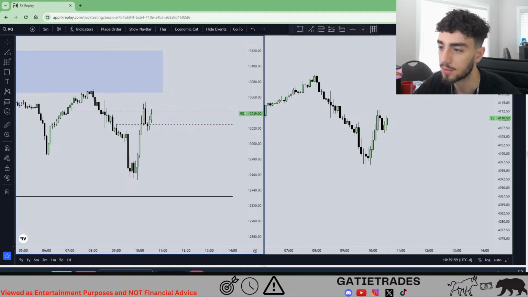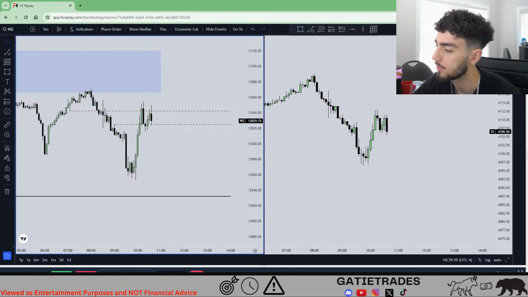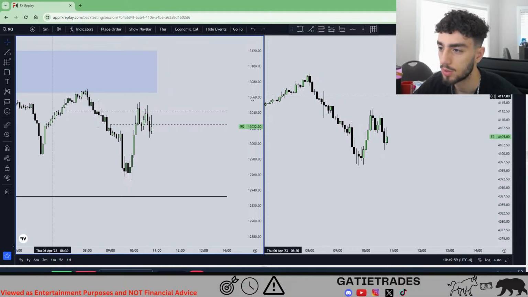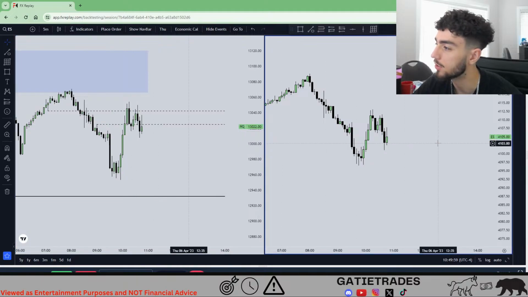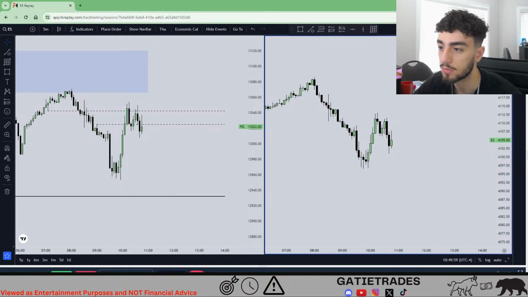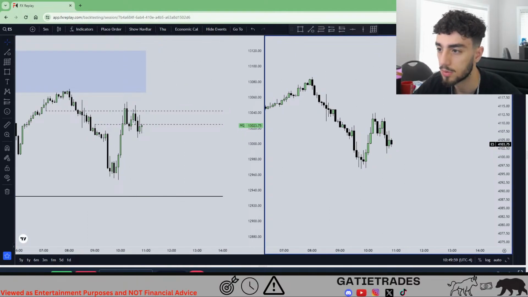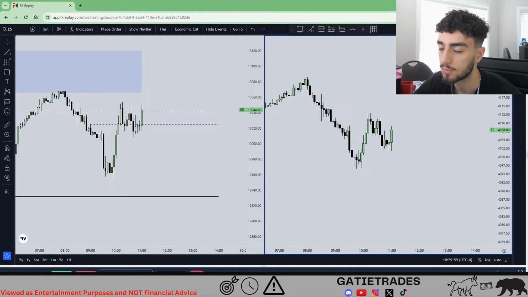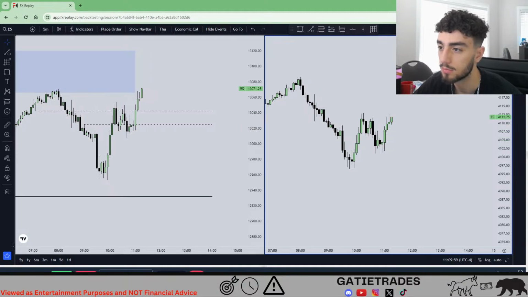Can't really take that. This looks like it's gonna go higher. High, low, lower high. There's a mitigation in here. Is there SMT at the highest? No. No real setup. Shitty.